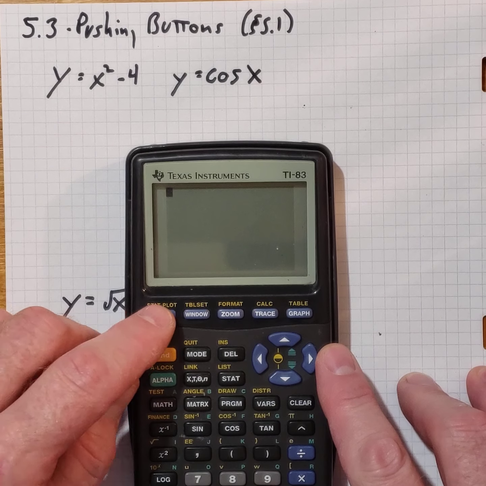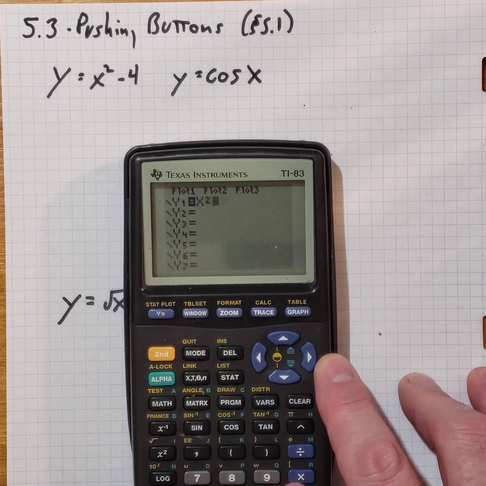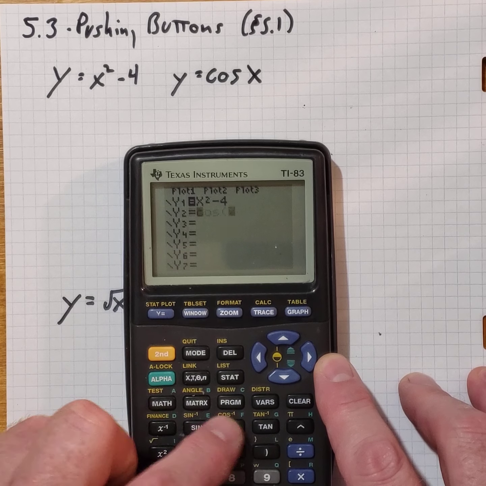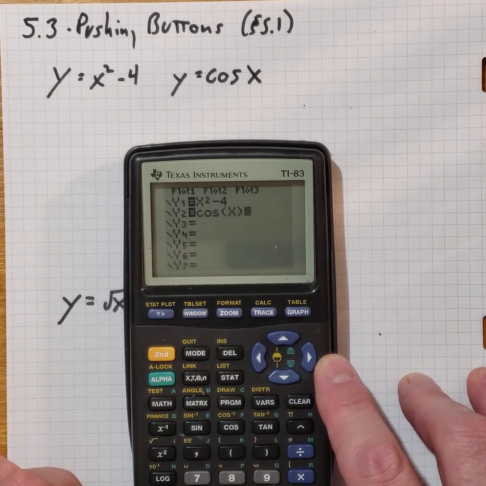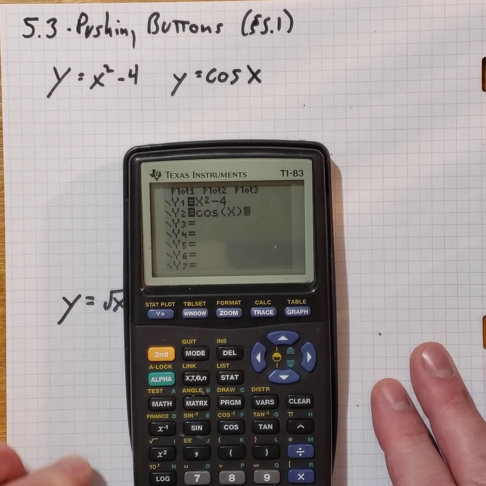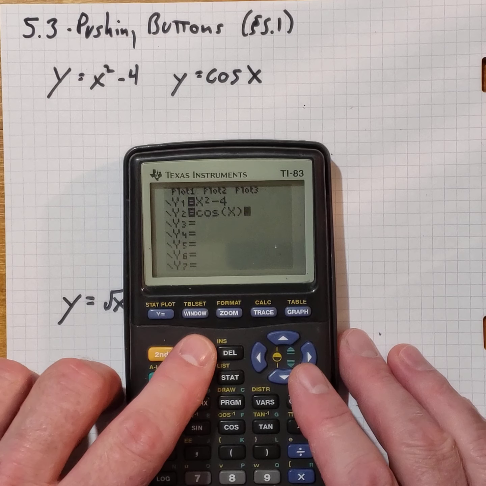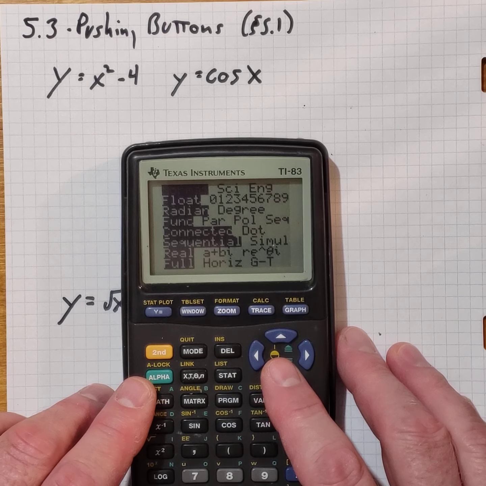So got a couple here. y equals x squared minus 4. Go ahead and put that in the calculator. x squared minus 4, and y equals cosine of x. So cosine of x. And I don't know as I've had the opportunity to say it this semester, but when you're doing calculus, you need to be operating in radians. So I'm going to make sure that I'm set to radians here.